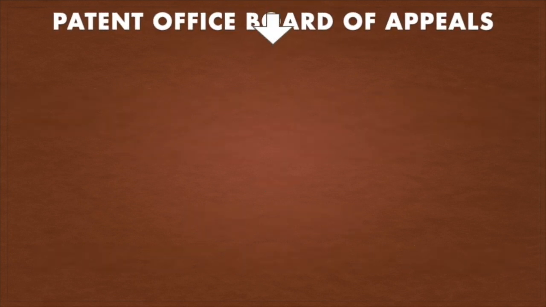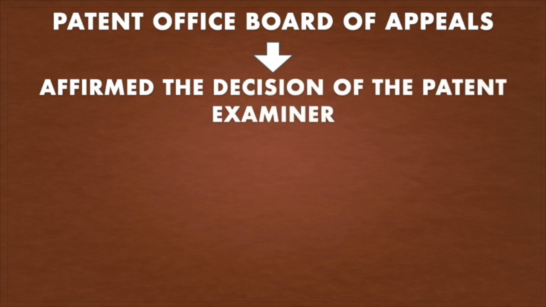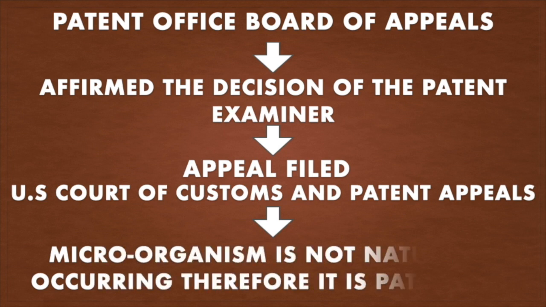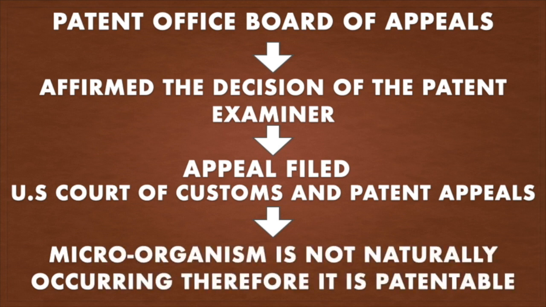The Patent Office Board of Appeals affirmed the decision of the patent examiner. Then again an appeal was filed before the US Court of Customs and Patent Appeals. This court overturned the previous decisions by saying that the microorganism is not naturally occurring and therefore it is patentable. This is where the major change took place. This particular court said microorganisms can be patentable.